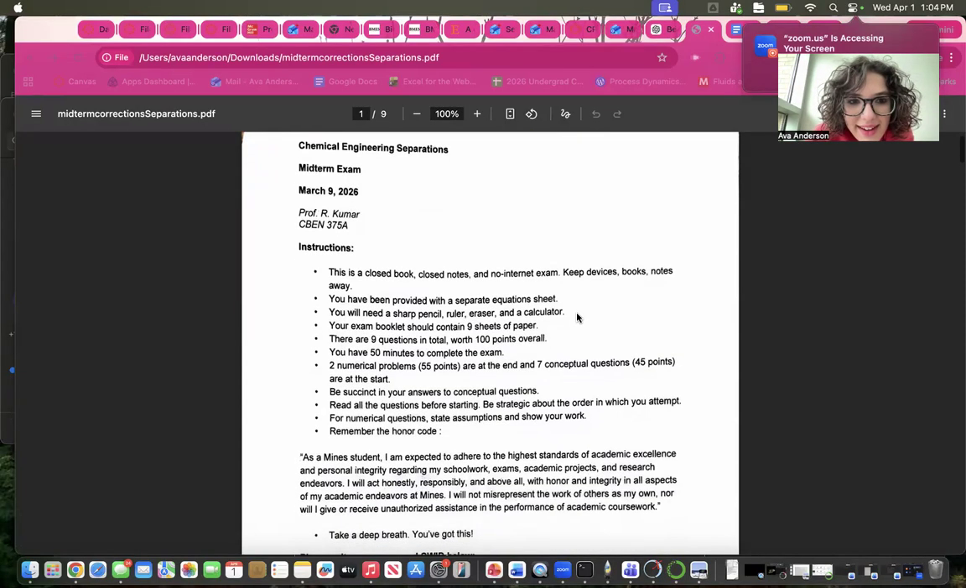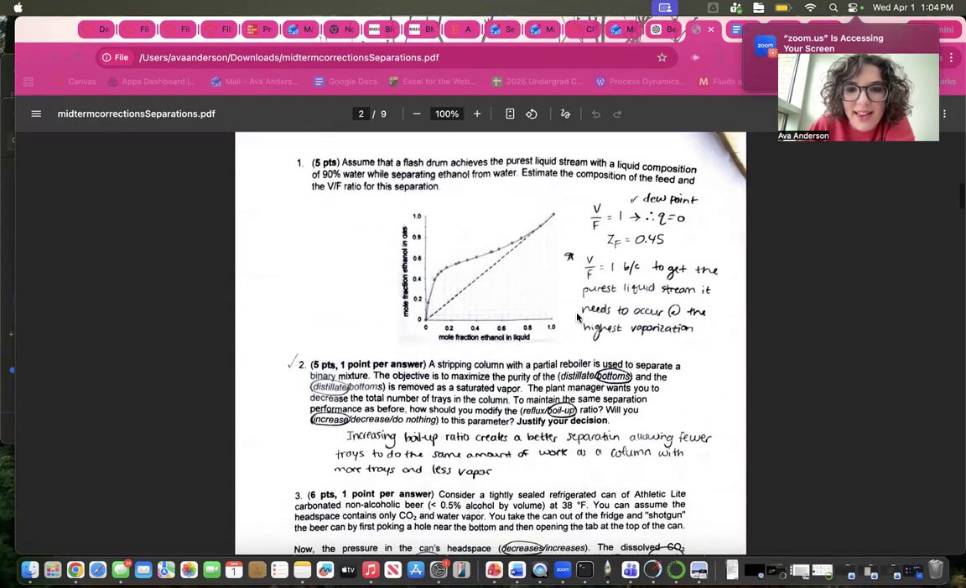Okay, this is my separations midterm. So for number one, V over F equals one, which is at the dew point, therefore Q equals zero, and Z of F equals 0.45. The part that I got wrong: V over F equals one because to get to the purest liquid stream, it needs to occur at the highest vaporization point.